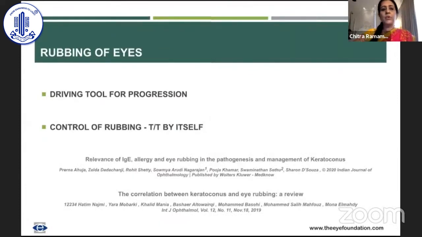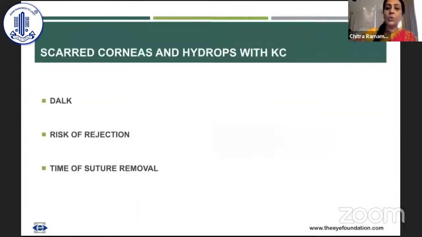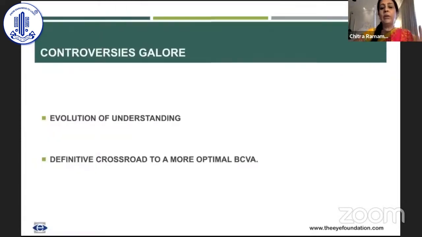All this was happening when so much of understanding was going on. There was one study which was coming up that actually it's only rubbing of eyes which was the trigger for progression of keratoconus. And if you could just control rubbing alone without cross-linking, that in itself was a treatment. There was also an understanding that if keratoconus was seen in allergic eyes, we need to be very aggressive in our treatment. And more so if there was limbal stem cell deficiency, transepithelial cross-linking was the only way to go. And then when we're stuck with scarred corneas, it was only DALK. We need to keep the risk of rejection in mind, and the whole thing which came up.